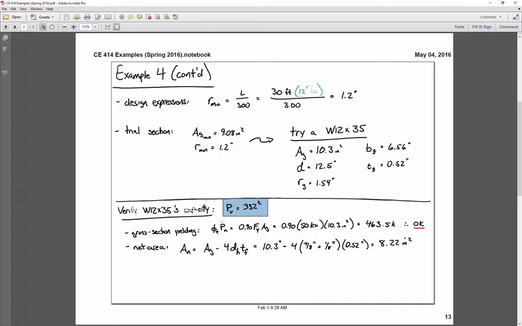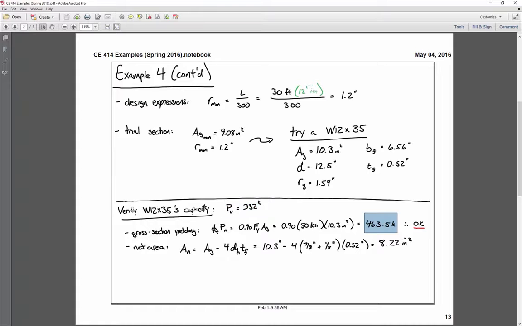So first thing I'll do is calculate gross section yielding. Gross section yielding comes out to be 0.9 Fy Ag, which, when you multiply that out, comes out to be 463.5 kips. So if I compare this number to the factored load of 332, we can see that I'm okay because the yielding capacity is larger than the load. An easier way of understanding that is this number right here is how much the member can withstand. This number over here is how much I'm actually loading it with. I'm pulling on it with 332 kips, and it can hold up 463. So this is a good result.